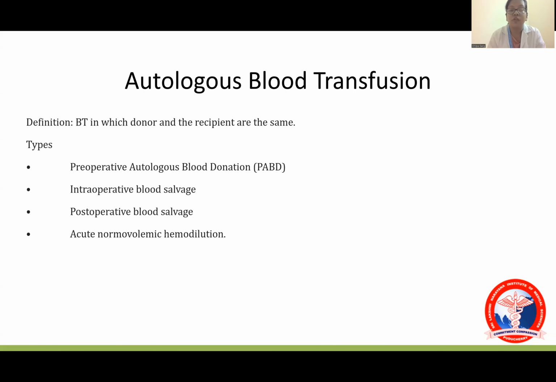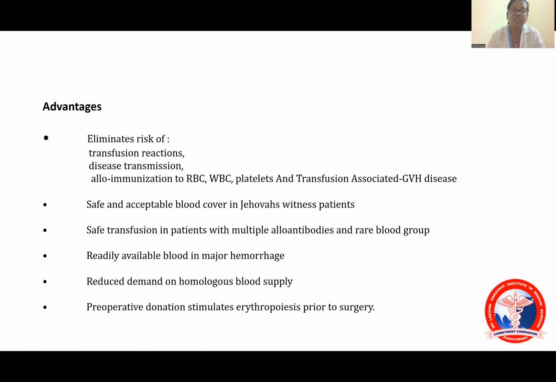So what are the advantages of autologous blood transfusion? First, as expected, it eliminates the risk of transfusion reactions, disease transmission, alloimmunization to RBC, WBC, platelets, and transfusion-associated graft versus host disease. Then it is safe and acceptable blood cover in Jehovah's Witness patients who are totally against blood transfusions. Then it is a safe transfusion in patients with multiple alloantibodies and rare blood groups. Readily available blood in major hemorrhage. Plus, it has a reduced demand on homologous blood supply.